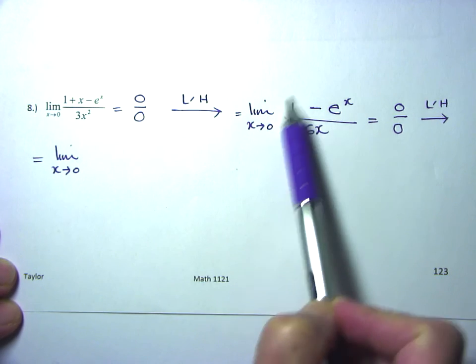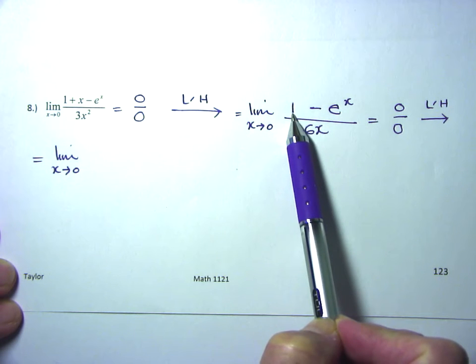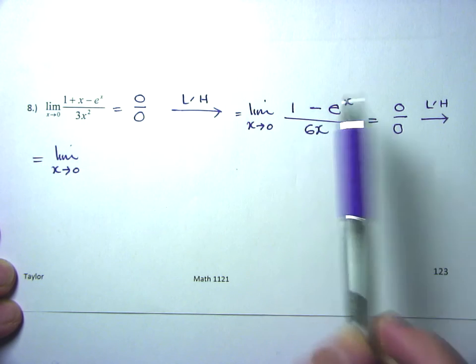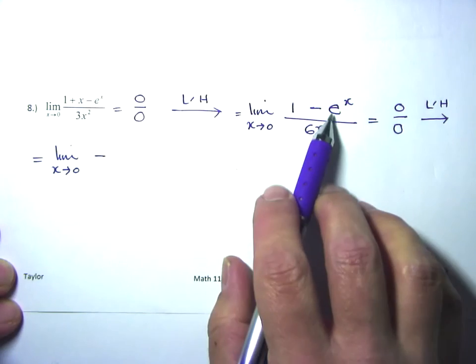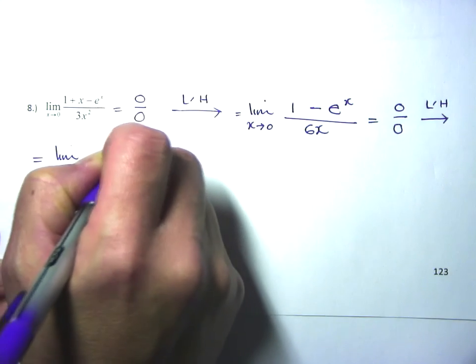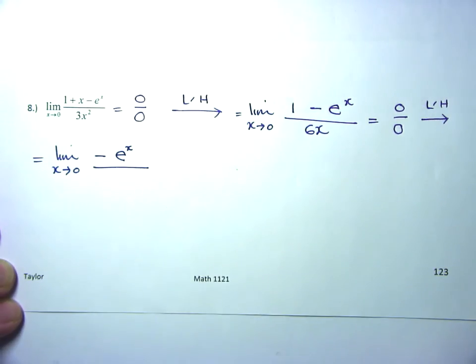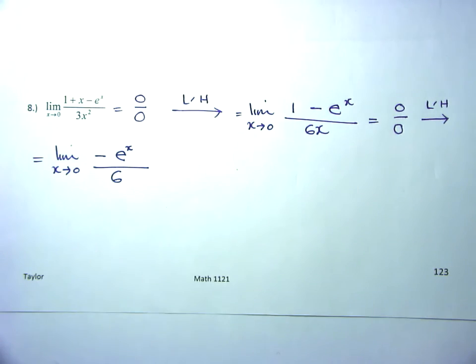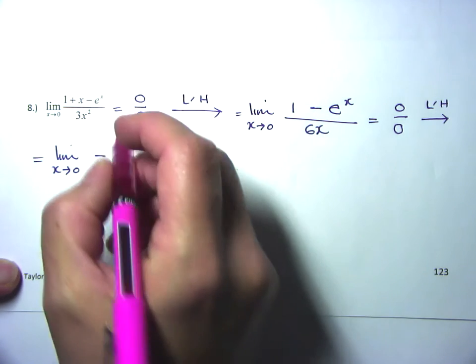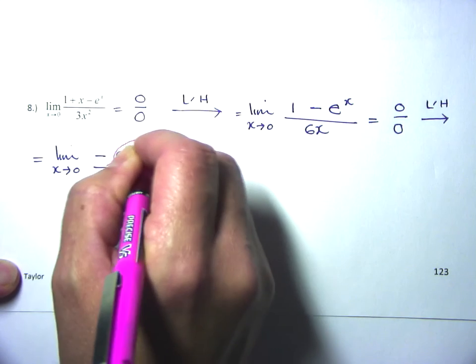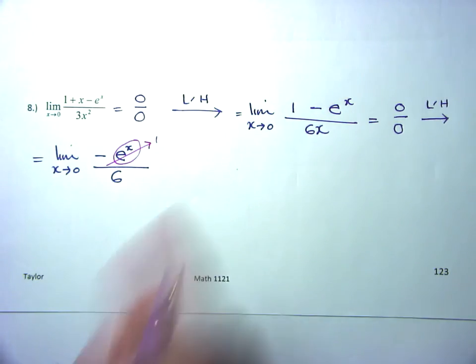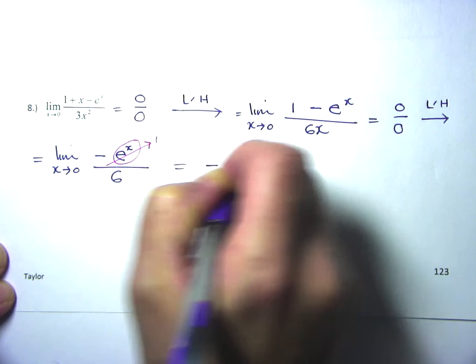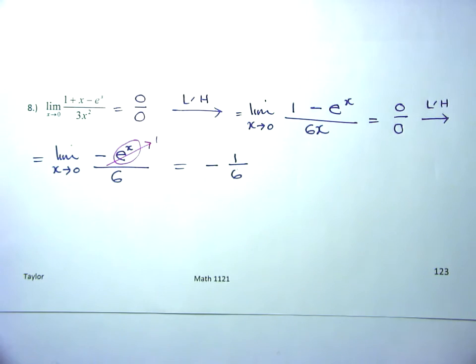Let's take the derivative of the numerator. Derivative of 1 is equal to 0. Negative is a coefficient, put them down, and the derivative of e to the x is e to the x. In the denominator, the derivative of 6x is equal to 6. All right, and one more time, go ahead and plug in 0 for x. E raised to the power 0 is equal to 1. And so we can see that this limit is equal to negative 1 over 6.